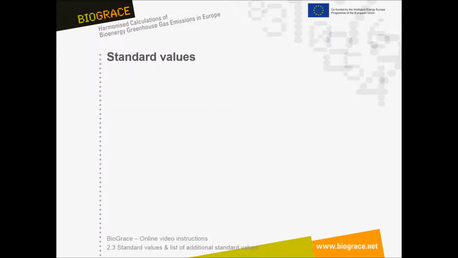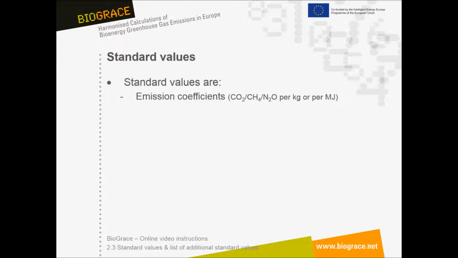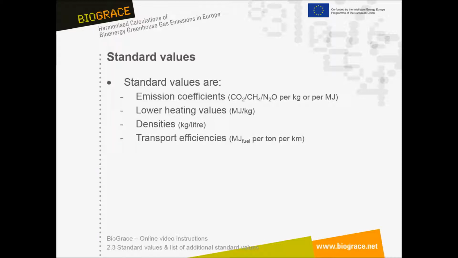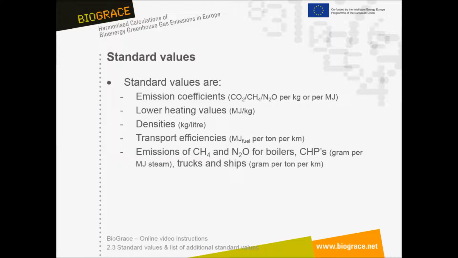The values that we consider to be standard values are emission coefficients such as the grams CO2, CH4 and N2O per kilogram nitrogen fertilizer as we have just seen, lower heating values in megajoule per kilogram, for instance for a kilogram of rapeseed or a kilogram of wheat, densities in kilogram per liter, transport efficiencies in megajoule of fuel used per ton and per kilogram of goods transported, emissions of CH4 and N2O for boilers, CHPs, trucks and ships.